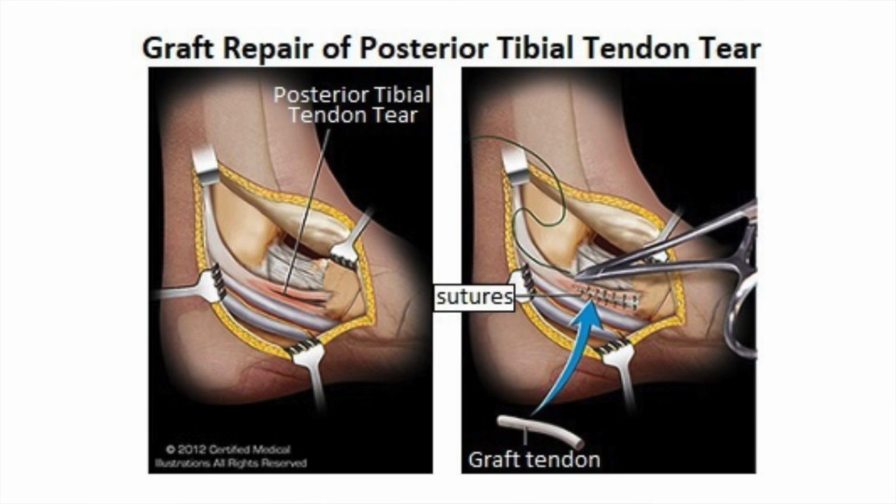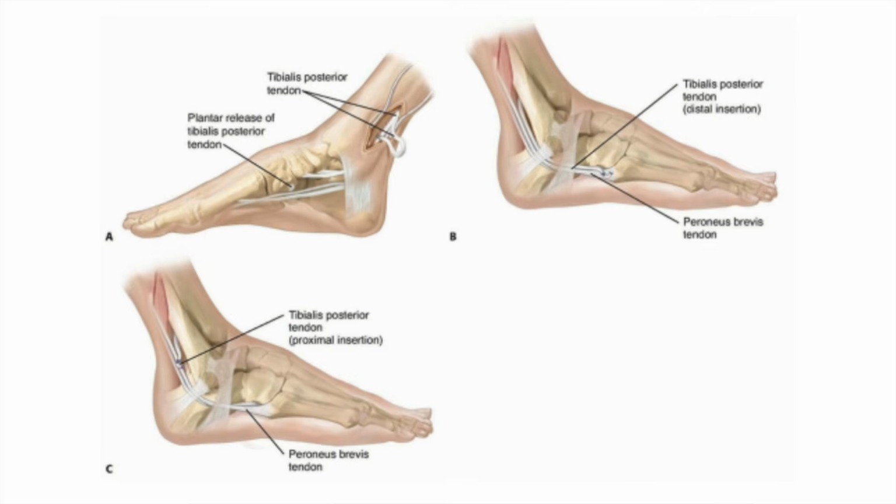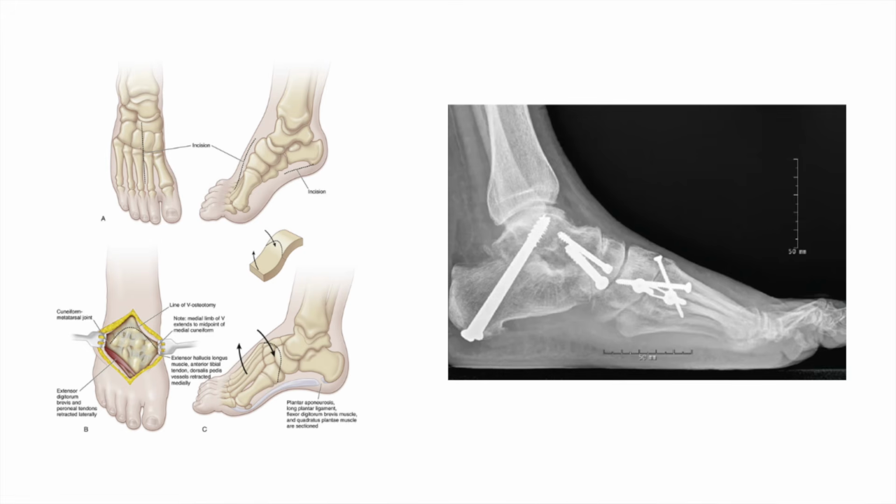Types of surgery are tendon repair, tendon transfer, osteotomy, which is a bone alignment, and then fusion of the bones.